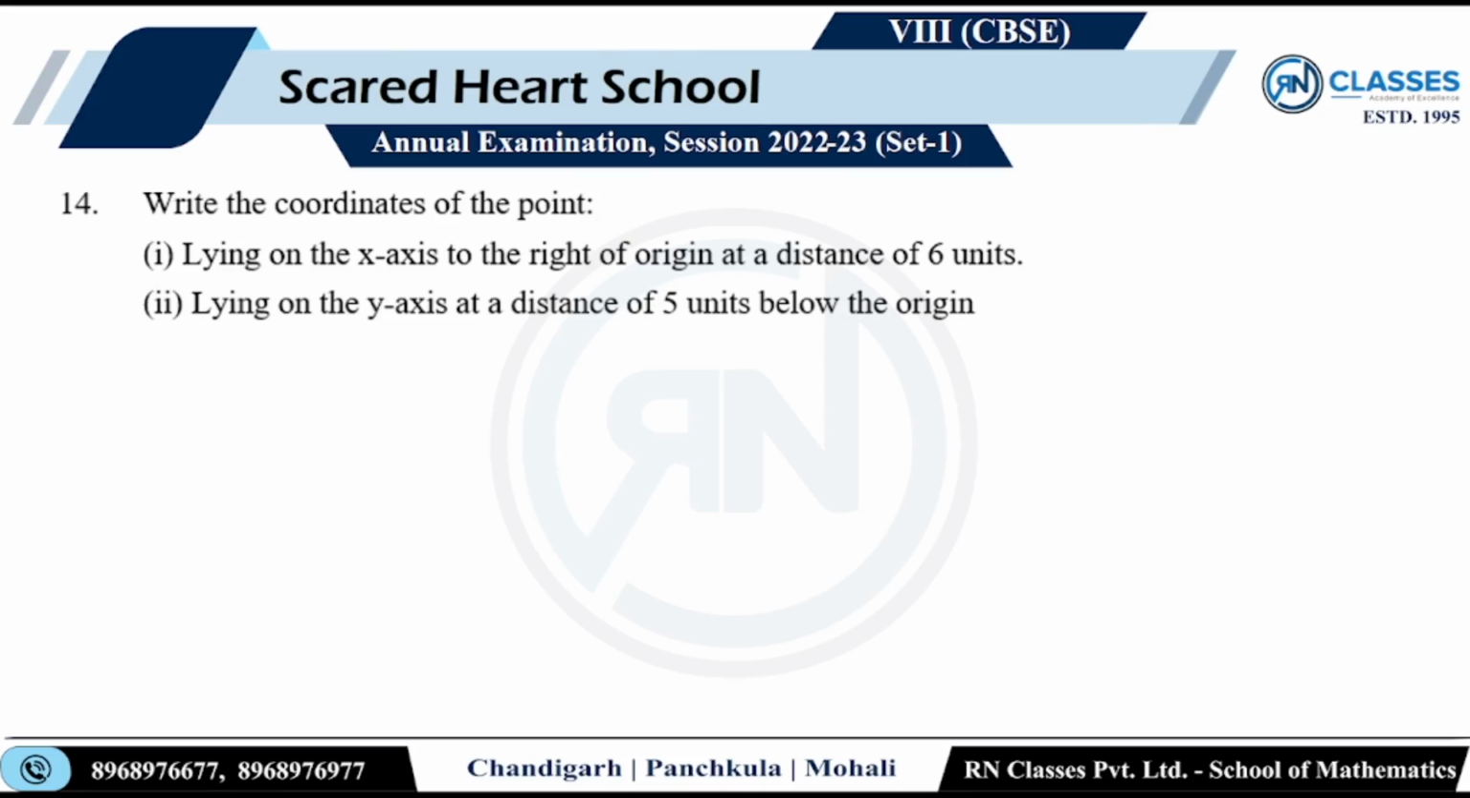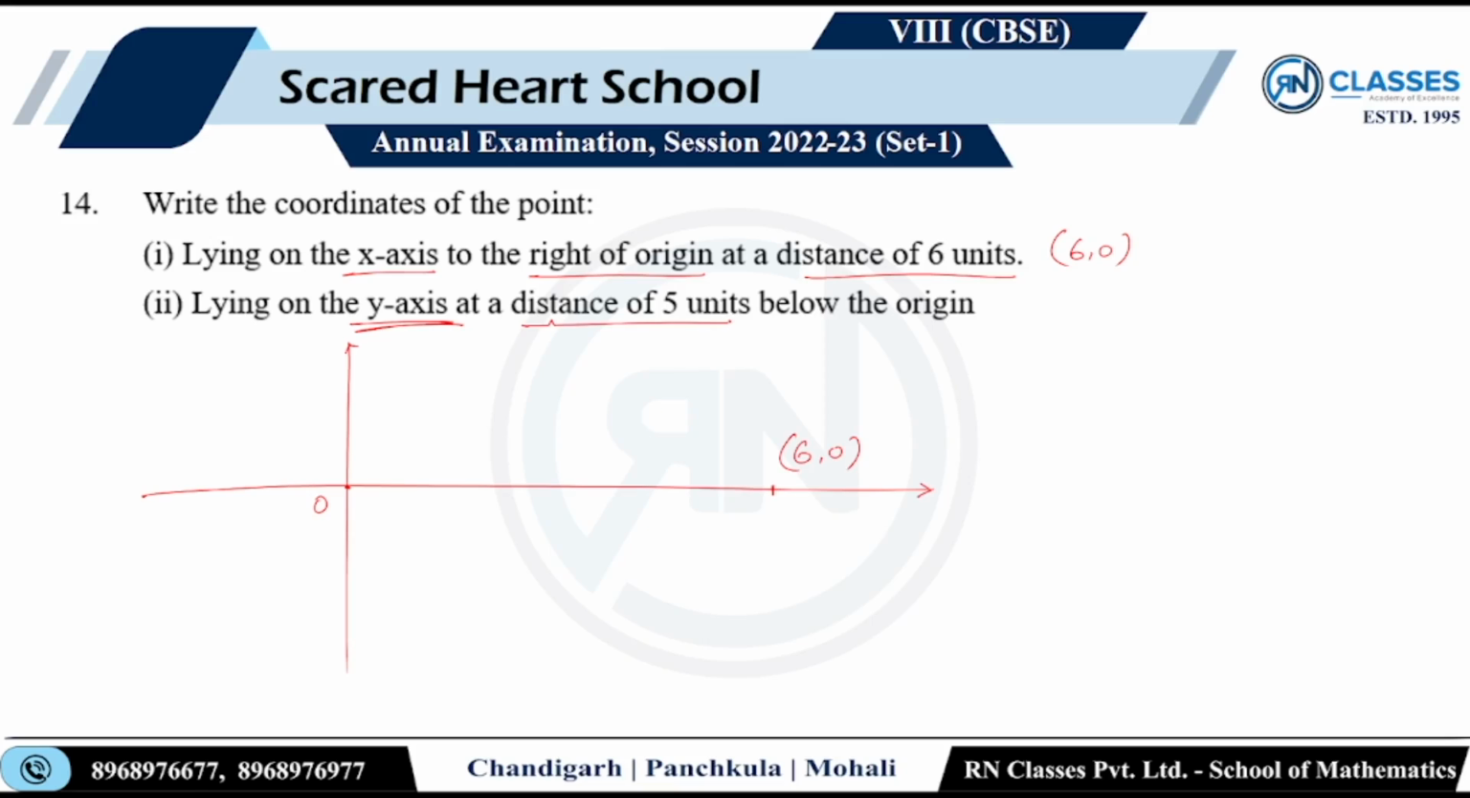And to the 14th one, write the coordinates of the point. Okay. Lying on x-axis, right of the origin, distance is 6 units. Visualization, visual aid will help you over here. X-axis पे lie करता है towards the right of the origin. Origin is over here. Right of the origin will be somewhere over here. This is 6, right? So this is 6, 0. So coordinates मिल गए. Y-axis पे lie करता है. Distance is 5 units below the origin. Means this goes over here. Would be negative, so 0, minus 5. इतना सीधा straightforward.